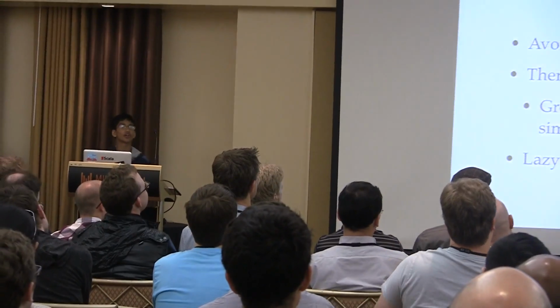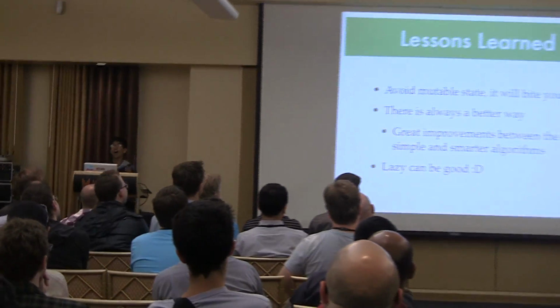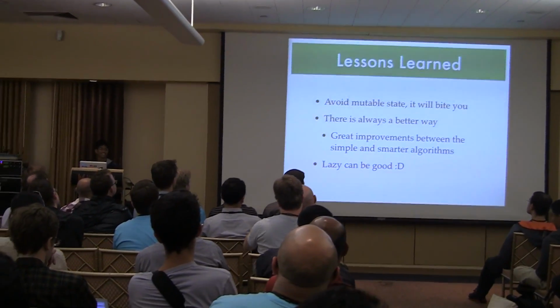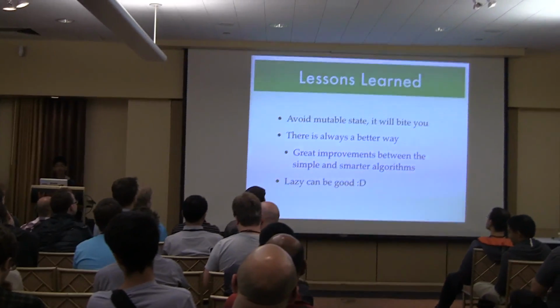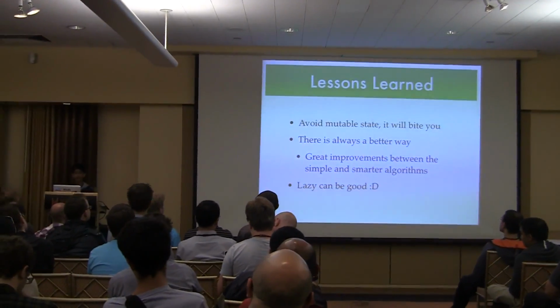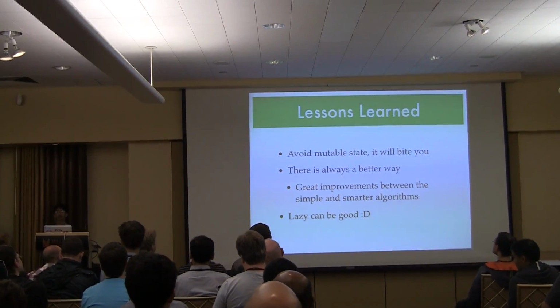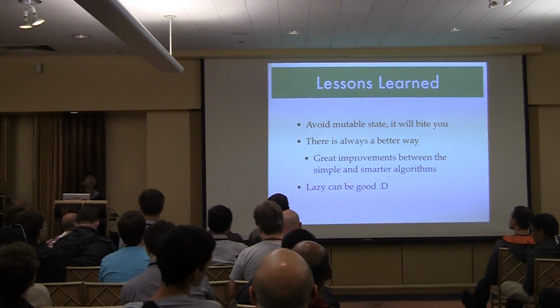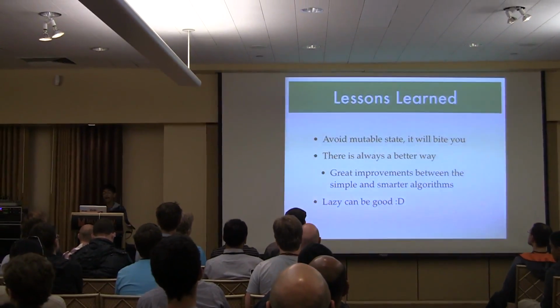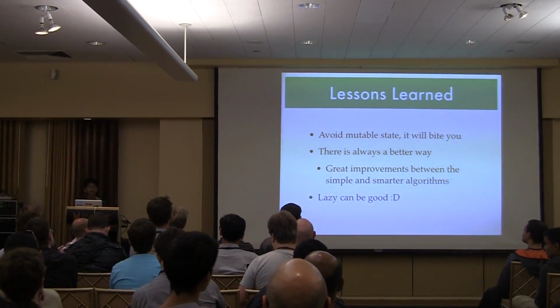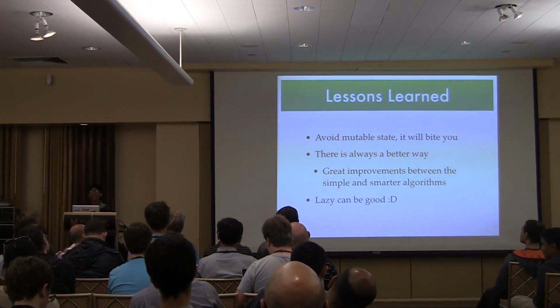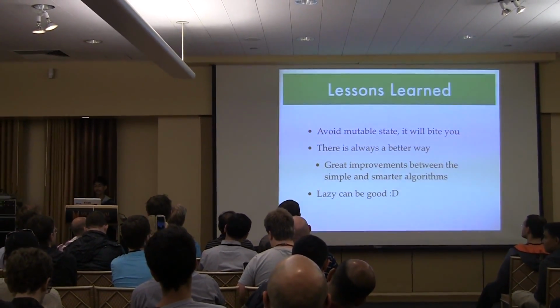So now that you've seen my algorithm, here are some lessons learned from creating it. First of all, avoid mutable state. It will bite you. It bit me a bunch of times in this program and other programs, and most of the time I couldn't even figure out what was wrong with my code. Second, there's always a better way. As Professor Tim Roughgarden, who taught the Coursera algorithms course, says, can we do better? And usually you can.